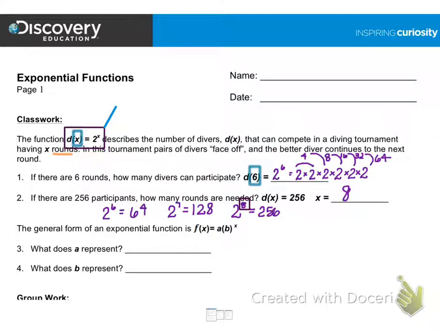Okay, so A, even when you're talking about savings accounts and credit cards, that will always be the initial amount. And B will always be what it's growing by or shrinking by, and that is called the multiplier. And in most cases, it's what it's growing by.